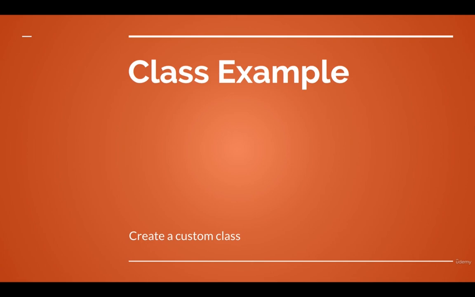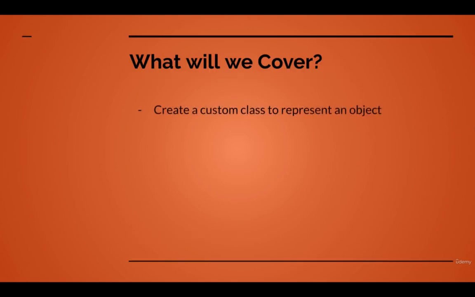Here we'll take a look at an example of a class. By now we should be fairly familiar with what classes and objects are and how they can work together. Now we'll take a look at an example of implementing a custom class in the code. We're going to start by creating a custom class to represent some sort of object. I figure we'll use that previous example of the game character.